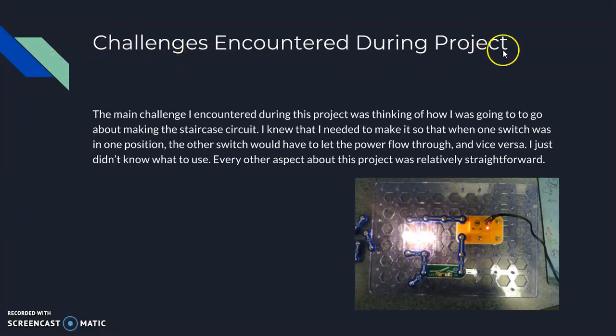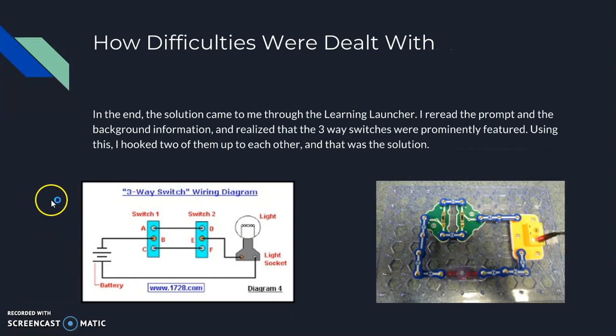There were some challenges in the project. The main challenge was figuring out how to wire a circuit that would model a stairway with two switches, because at first I didn't know how to go about it. This is one of the tests that they had us do, and I wanted to work off of this. You can see I broke it apart. It was hard to figure out where I was going with that. Eventually though, I figured it out.